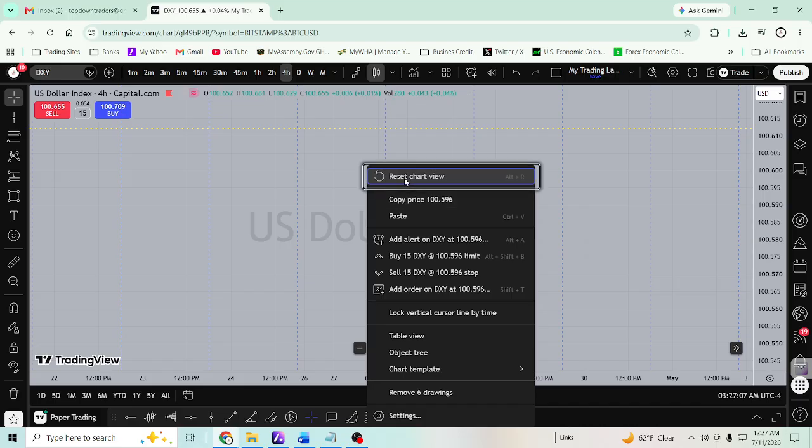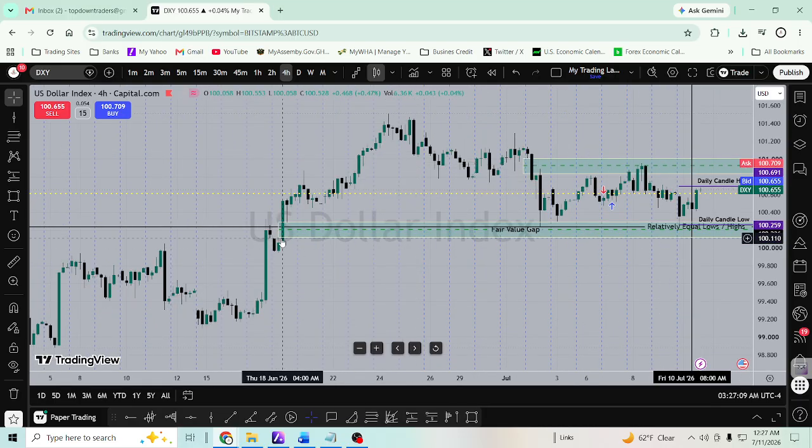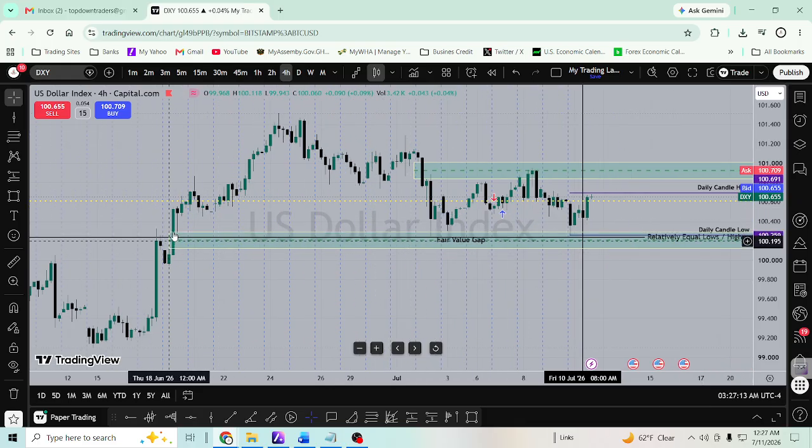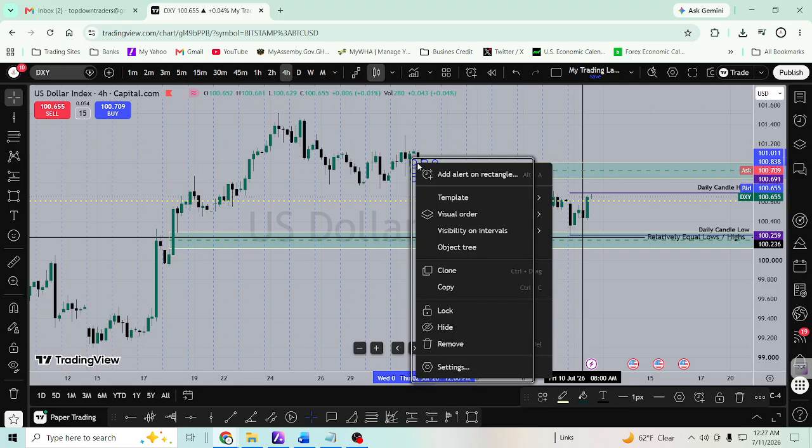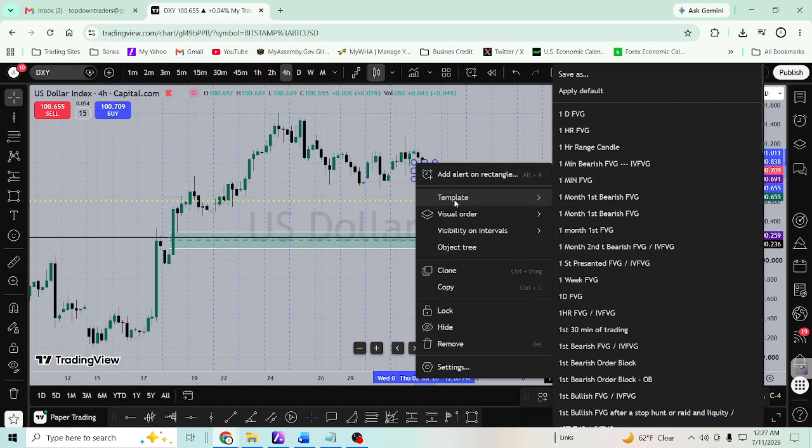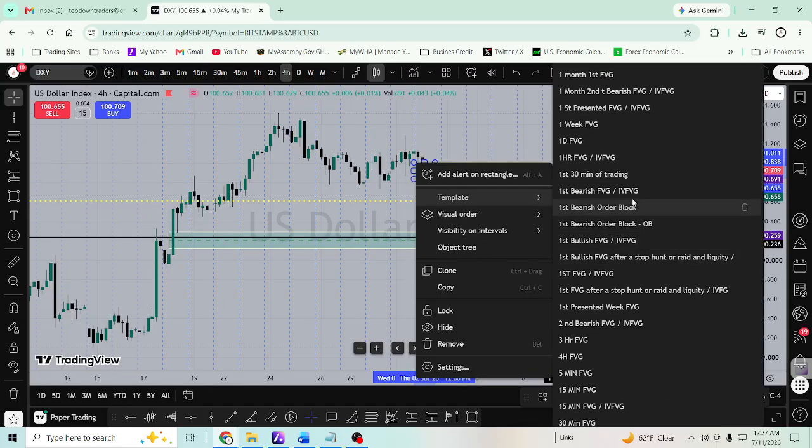So let's reset this chart. Okay, so now we have a gap here. They call that a fair value gap. Now this is a fair value gap that's bullish, meaning it's holding price up. And this is a fair value gap that's bearish. This should be a different color, so I'm going to change this color. I might have a bearish fair value. I have it in there already.